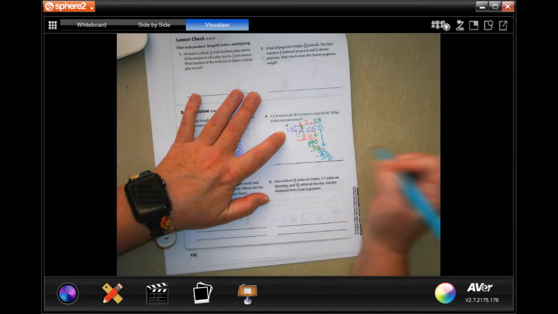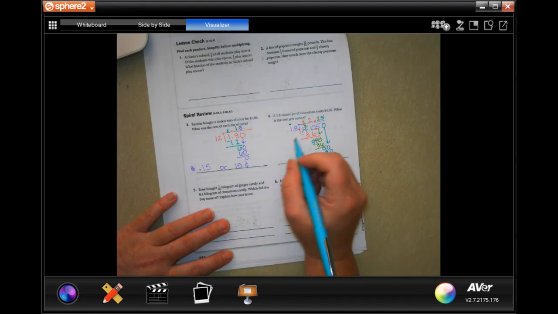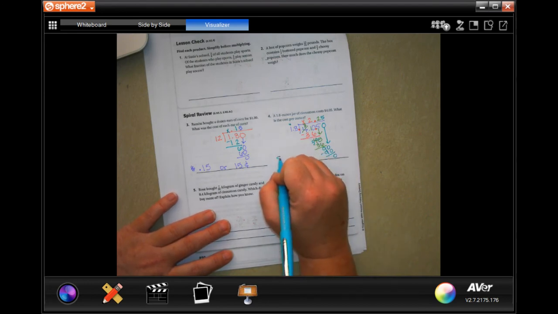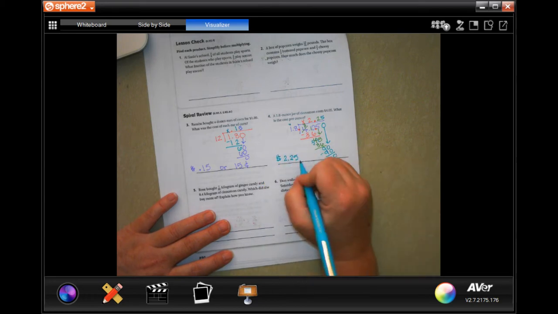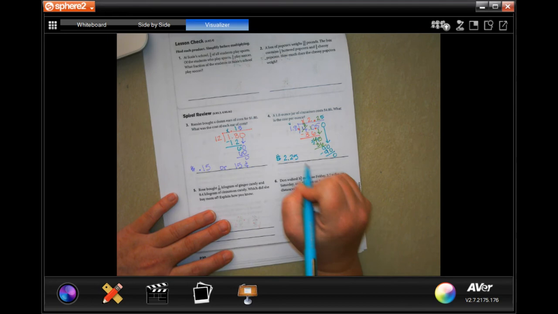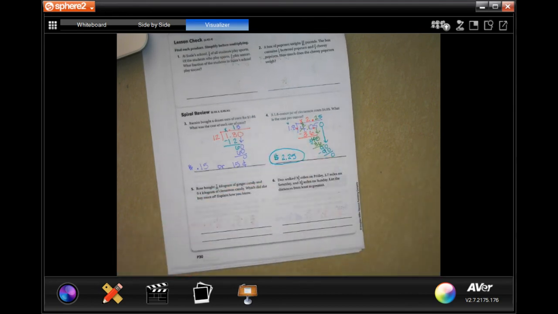Look at that. So each ear of corn. I'm sorry. That was the one before. So per ounce, cinnamon costs $2.25. Okay, that dollar sign is your label. Okay. You can write per ounce.